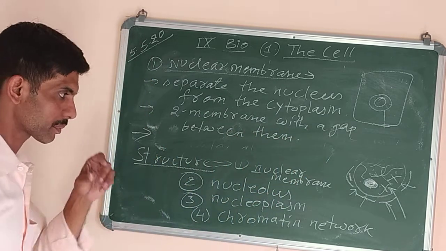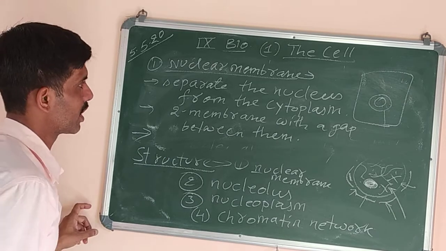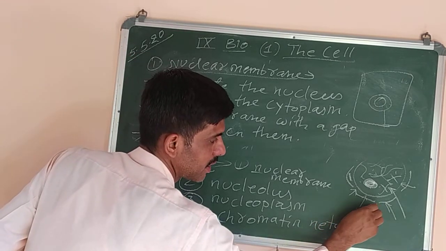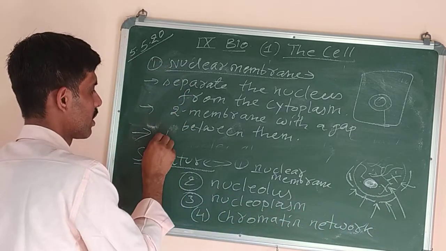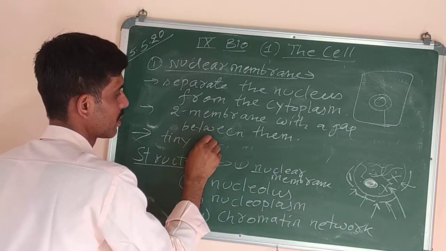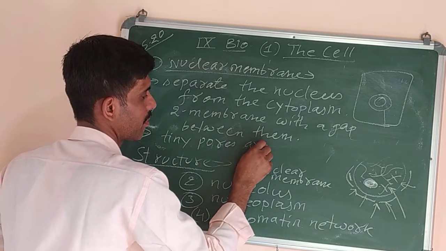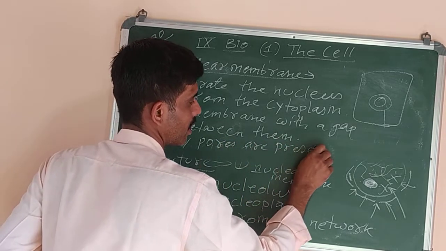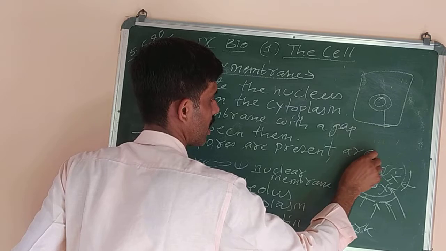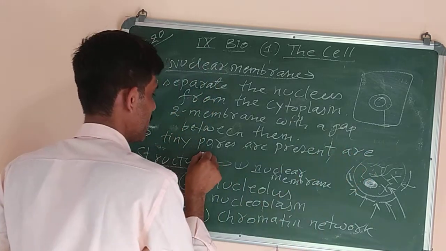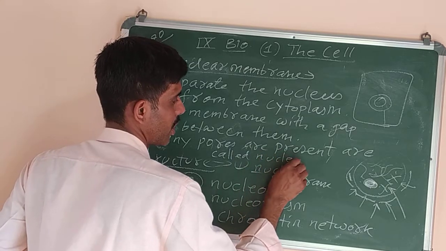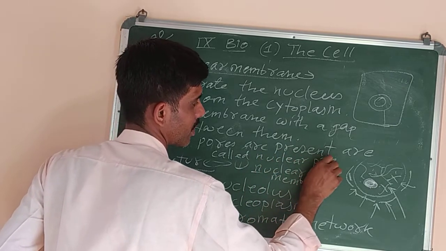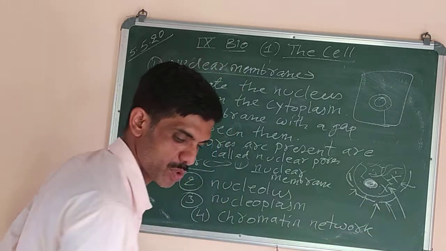The next one, it has tiny pores. The nuclear membrane has tiny pores. I said that at that time only, no? That the membrane has tiny pores. Tiny pores are present, called nuclear pores. So these are the nuclear pores, the gaps which are present.